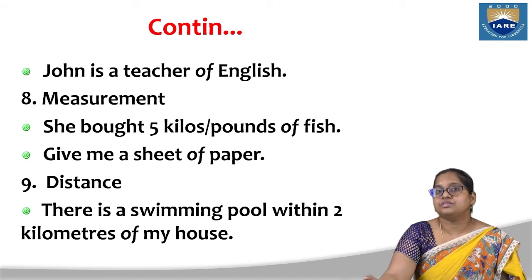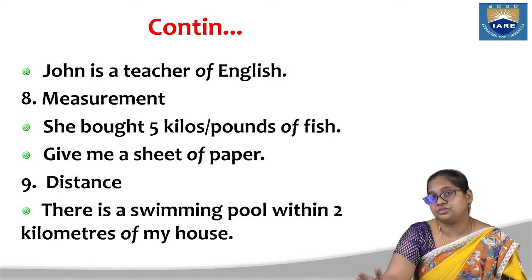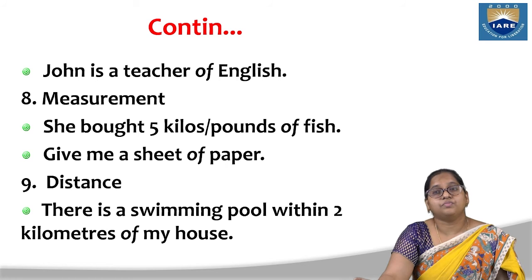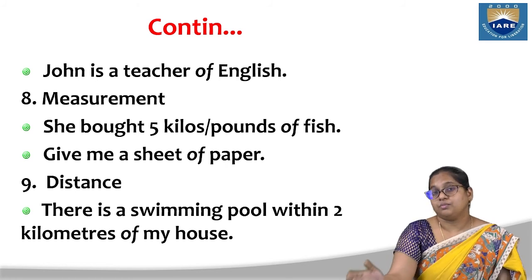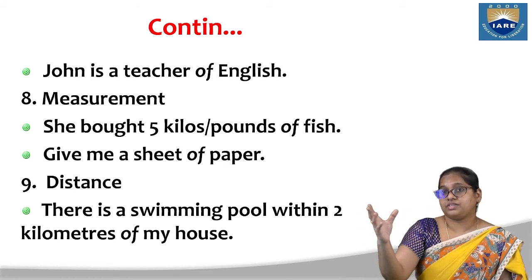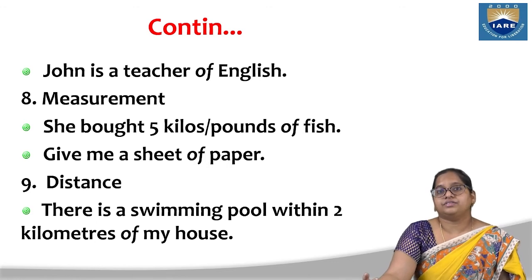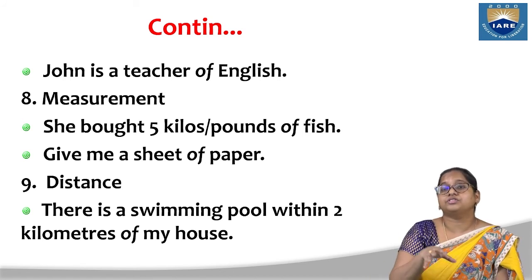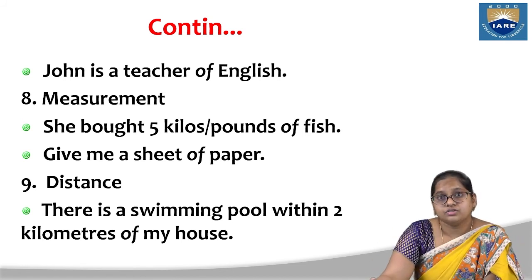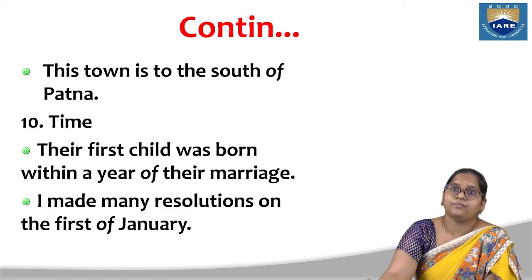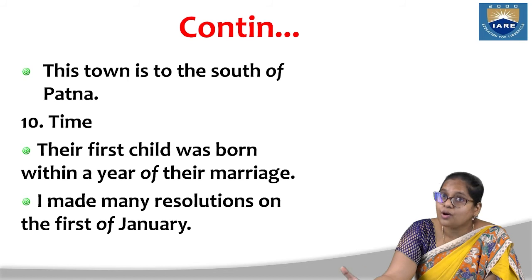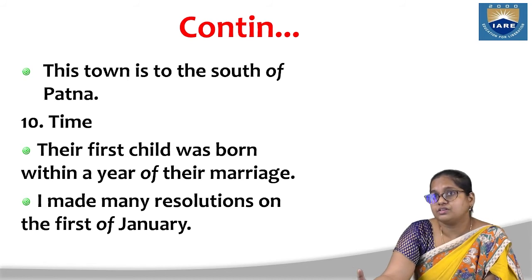Also, you can use this of when you're referring to measurements. She bought 5 kilos, or 5 pounds, of fish. Measurement in terms of this much. Another context where you can use this preposition is distance. There is a swimming pool within 2 kilometers of my house. So when you are referring to distance, you can use this preposition of. This town is to the south of Patna.